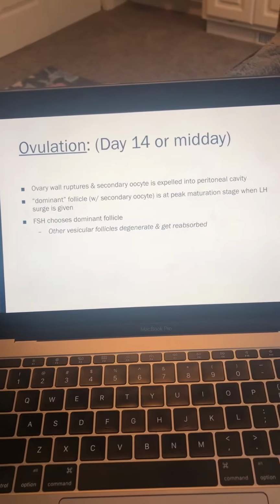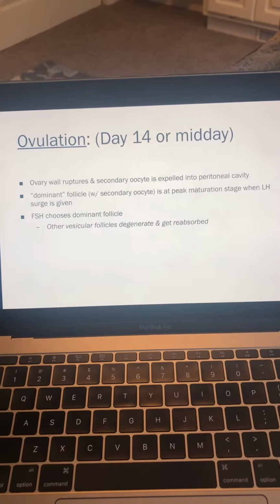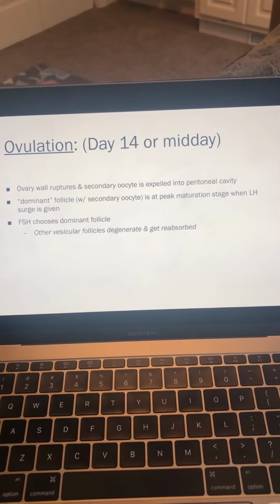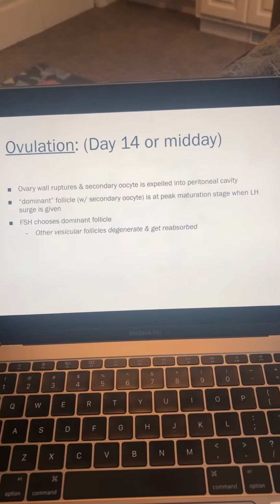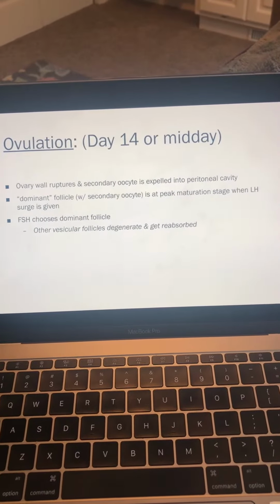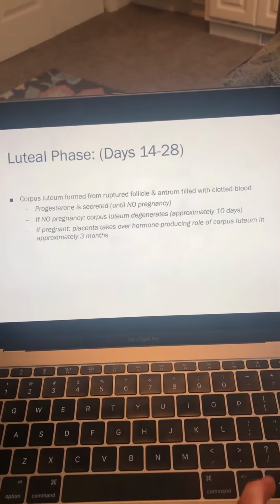Ovulation is next, and it occurs at day 14 or midday. The ovary wall ruptures and the secondary oocyte is expelled into the peritoneal cavity. The dominant follicle is at peak maturation stage when the LH surge is given, and then FSH chooses the dominant follicle. Other vesicular follicles degenerate and get reabsorbed.